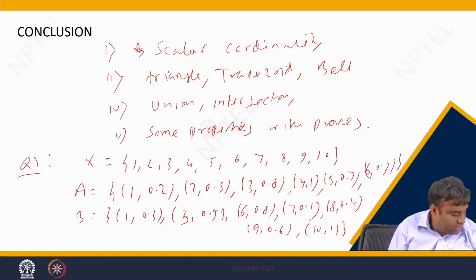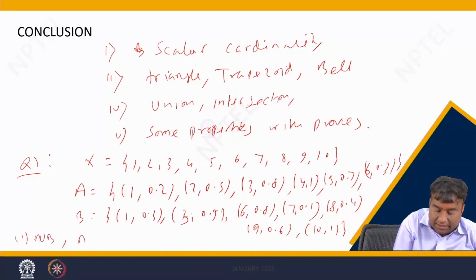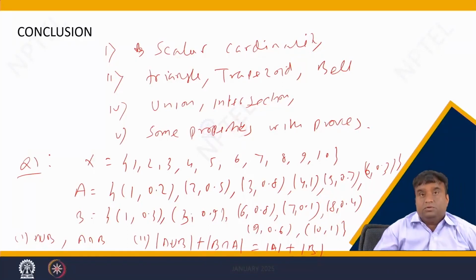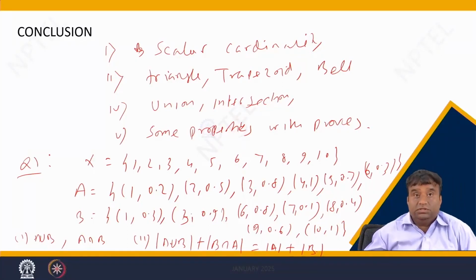So the question is: first, find A union B, then find A intersection B, and lastly prove that the cardinality of A union B plus the cardinality of A intersection B is equal to the cardinality of A plus the cardinality of B. So prove this.